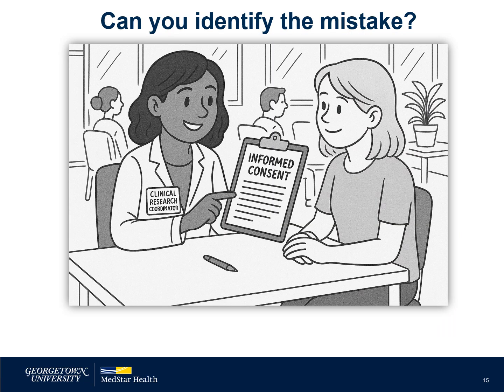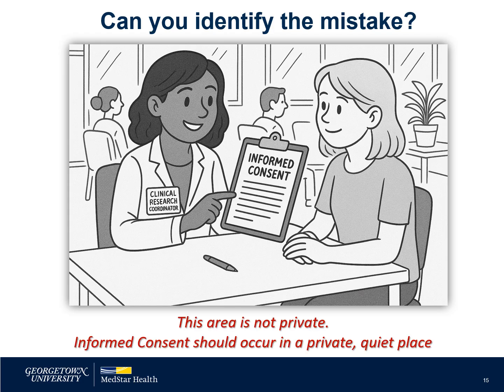Based on what we have learned about the informed consent process so far, can you identify the mistake in the image? Please pause the video to closely observe the image and identify the mistake in the informed consent process. If you guess the location is not appropriate for informed consent, you are correct. This area the clinical research coordinator is using to consent a potential subject is in a public setting. Remember, informed consent should be performed in a private, quiet place so the potential subject can ask questions in confidence.